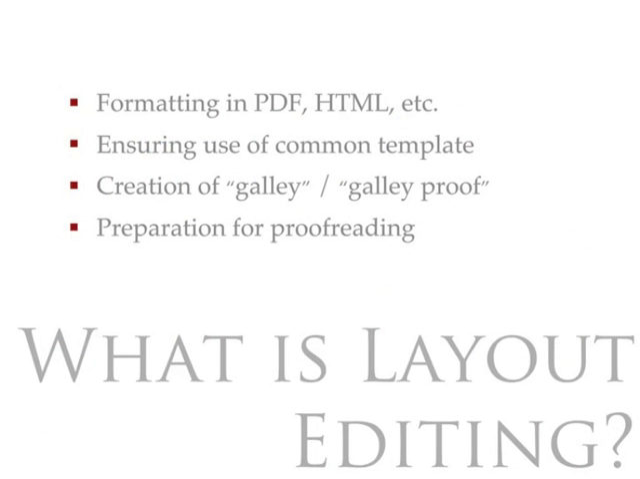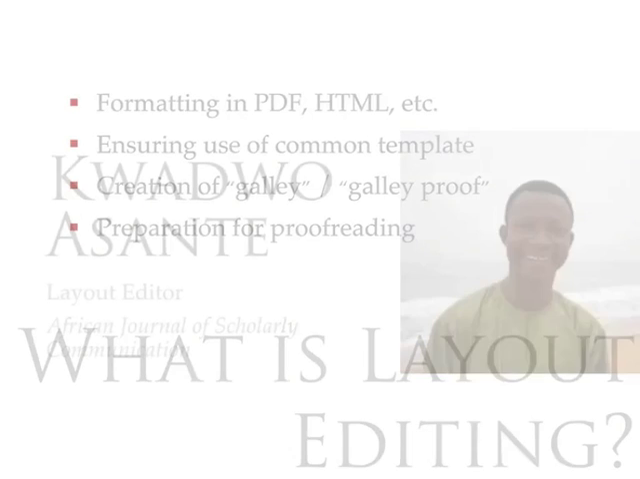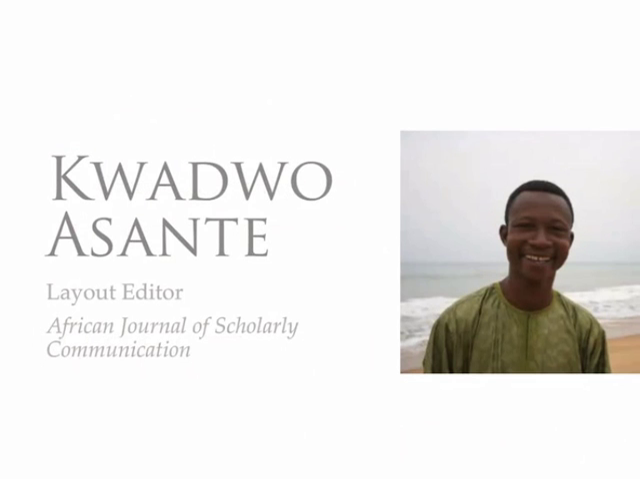As we learned earlier, the layout editor uses the final copy-edited version of the submission to create the PDF, the HTML, the EPUB, or other formats of the published articles, and make sure that they have a common look and feel. These formatted versions of the submission are known as the galleys, or galley proofs, which are then ready for final proofreading before publication. This is Quadwo, the layout editor for the journal. Let's see how the section editor assigns him to the submission. Joe, please walk us through it.